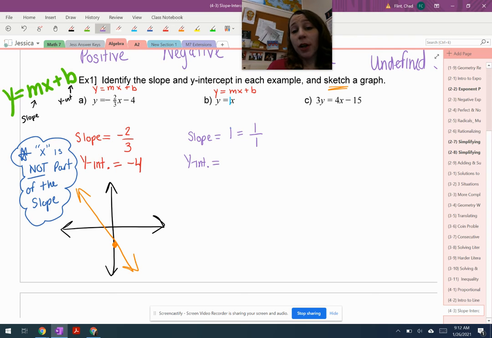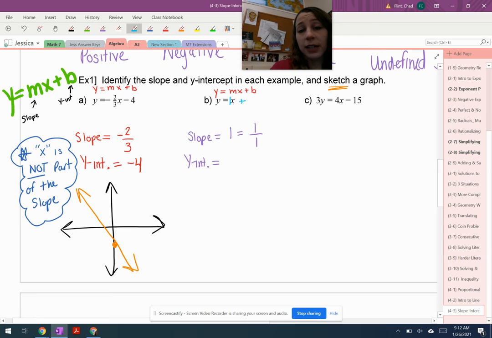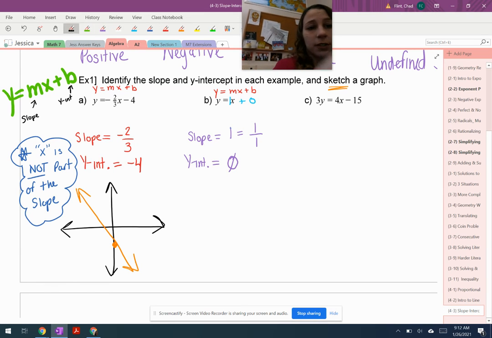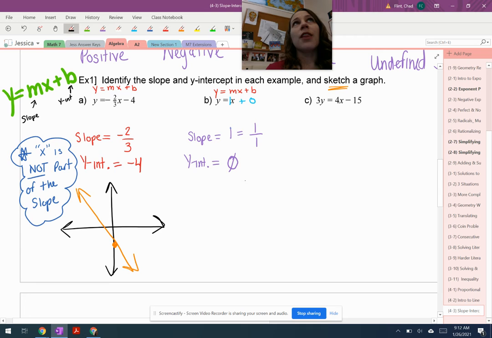My y-intercept, there's nothing there. So what could I add to this and still get x? 0. So my y-intercept is 0. Not nothing, but 0. There's a difference between having no y-intercept and a 0 y-intercept.